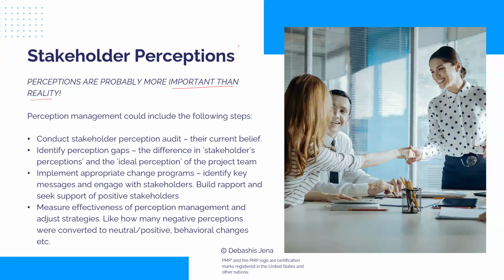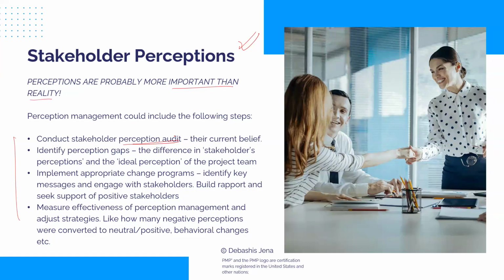So here is a 4-step process to manage perceptions of the stakeholders. A simple one, have a look. The first step would be to conduct a stakeholder perception audit. Okay, so this is to understand what's the current perception of the stakeholders. I mean, you can do a survey to find out what is their current belief, what do they perceive currently.